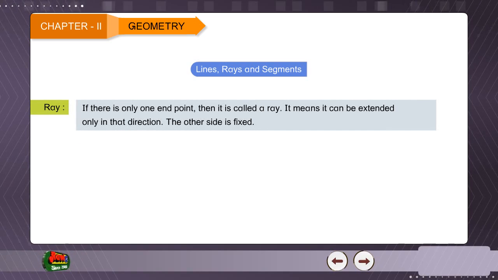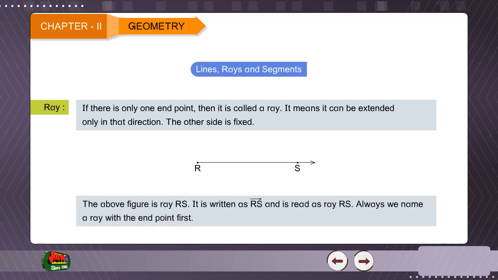Ray. If there is only one end point, then it is called a ray. It means it can be extended only in that direction. The other side is fixed. The above figure is ray RS. It is written as RS and is read as ray RS. Always we name a ray with the end point first.